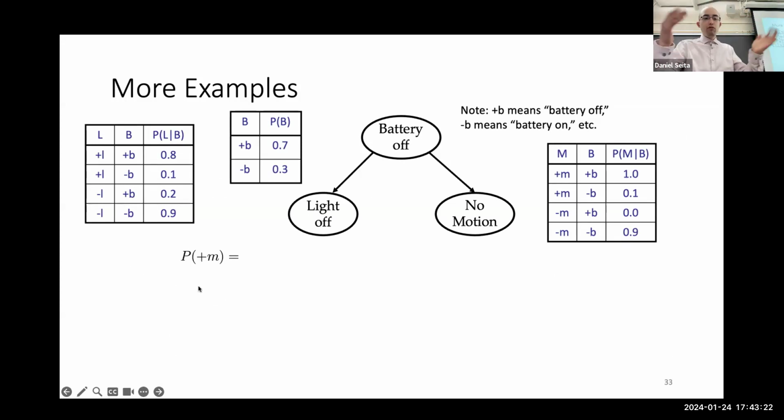So what is the probability of plus m? It's somewhat confusing. These are things like battery off, light off, and no motion. But if you say plus b, that means battery off. The example might be a little bit confusing, but just think of it as plus b and minus b, instead of thinking about battery, light, and no motion.